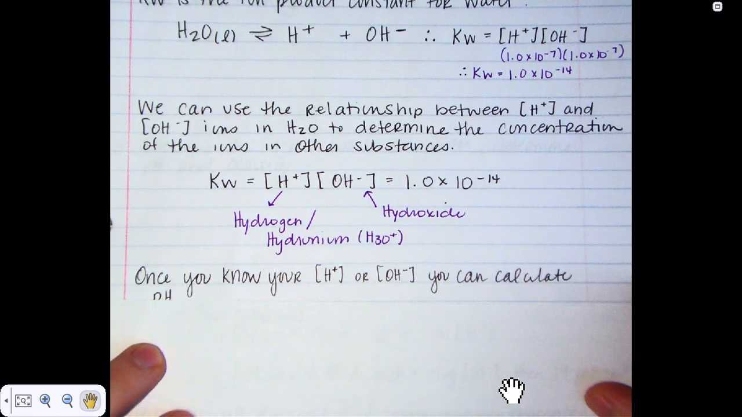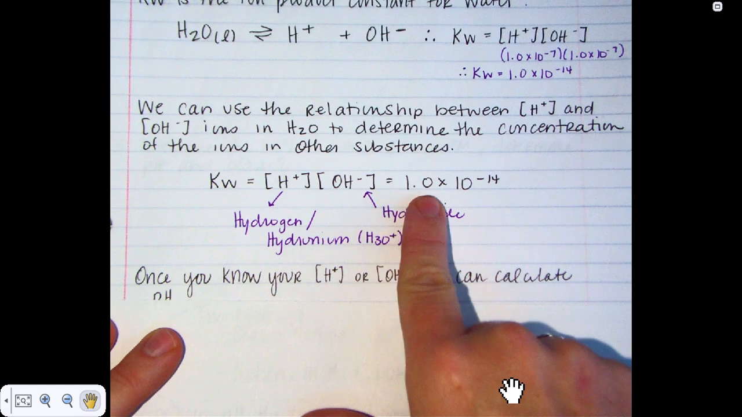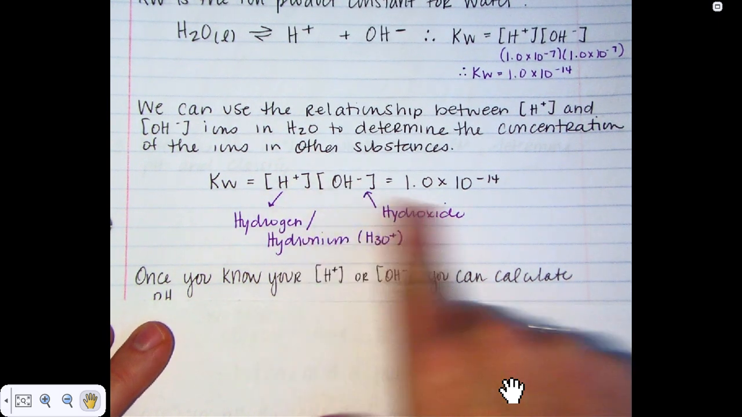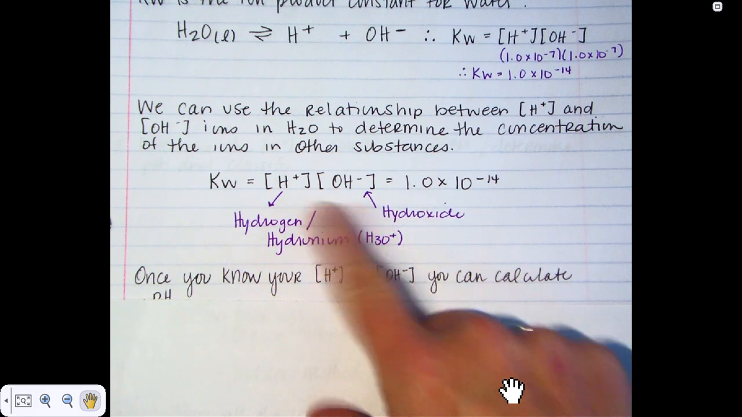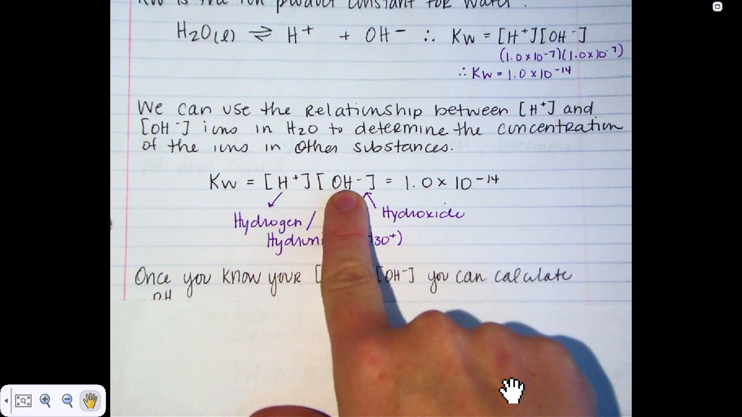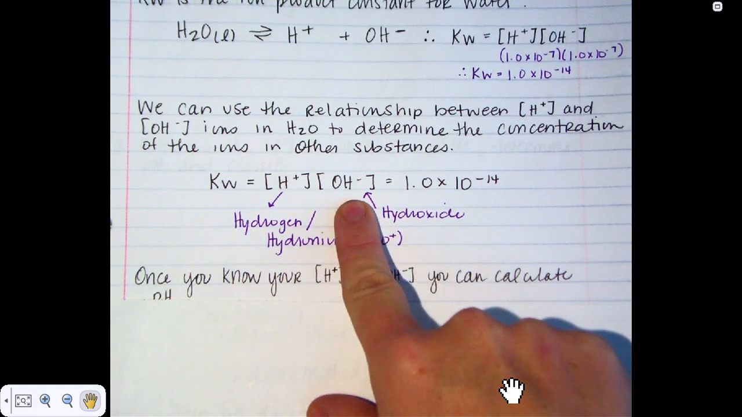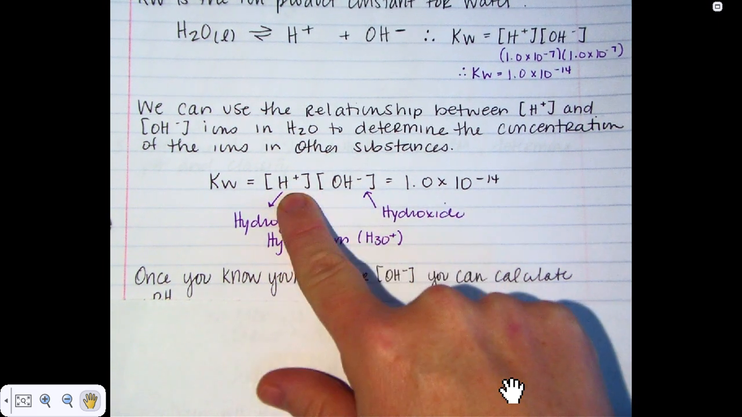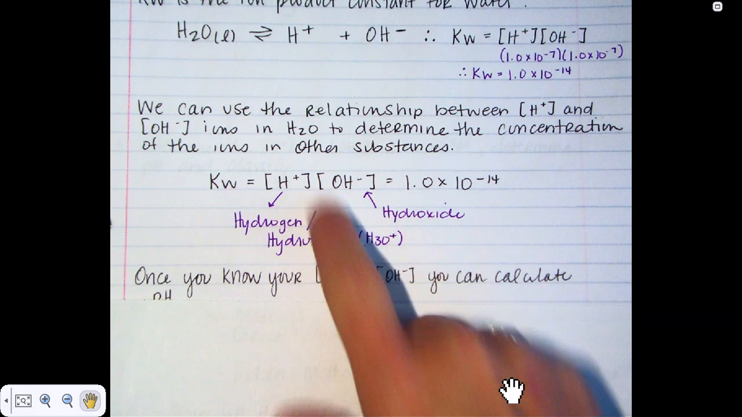All right. And so I can just take the Kw value, take whichever one of these I'm given, and solve for the other one. We can do that. If I'm given H plus and I need to find OH, I'm going to divide. That's going to give me OH. If I'm given OH and I need H plus, I'm going to divide by the OH. That'll give me the H plus. We know how to do this.